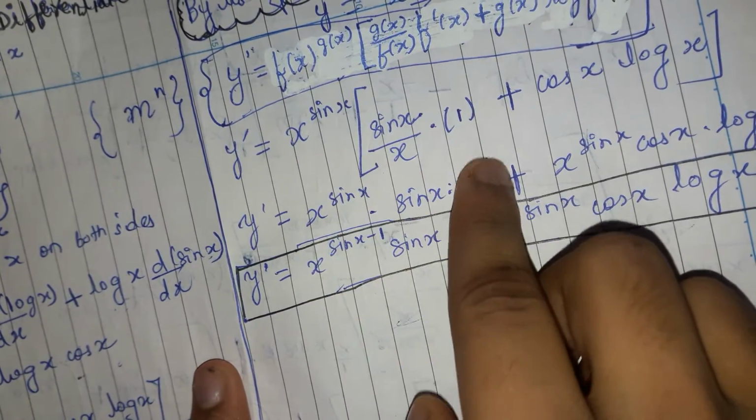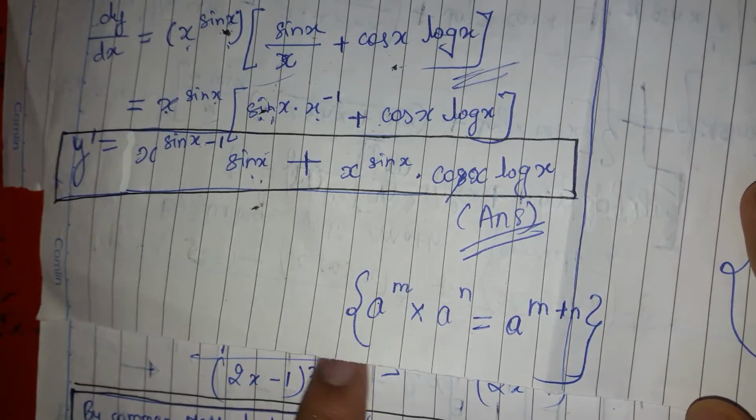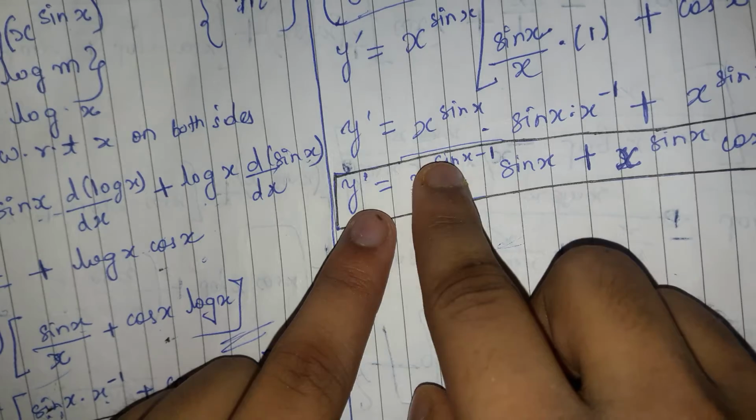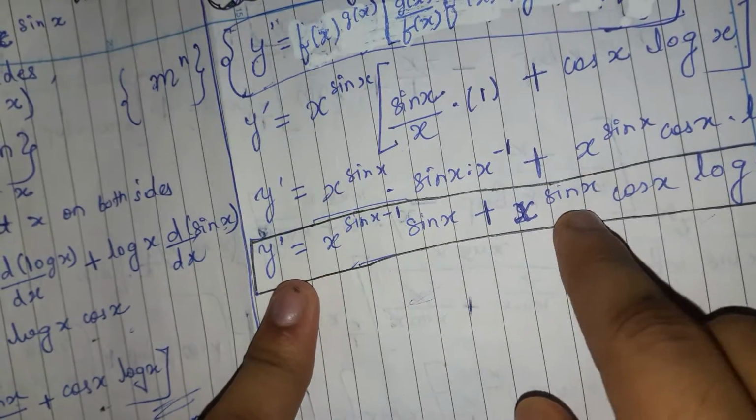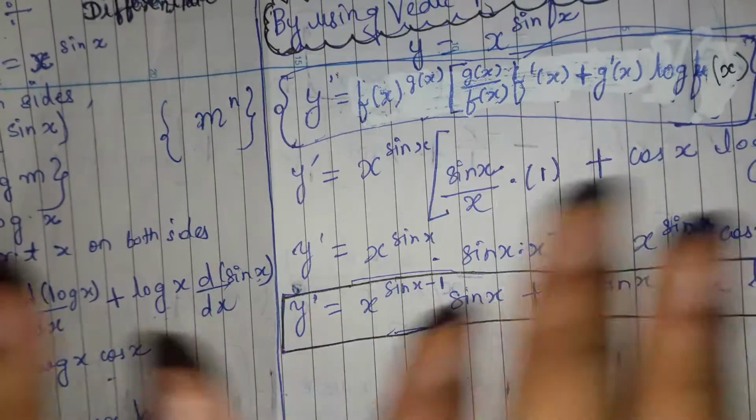x goes up, x to the power minus 1. Applying this formula again here, it becomes x to the power sin x minus 1 sin x plus x to the power sin x cos x log x. This is the final answer.